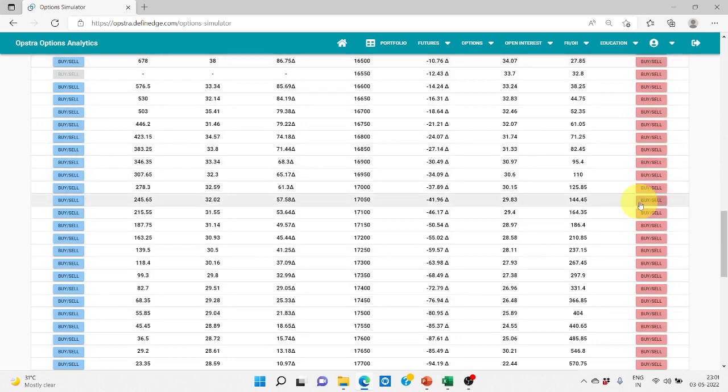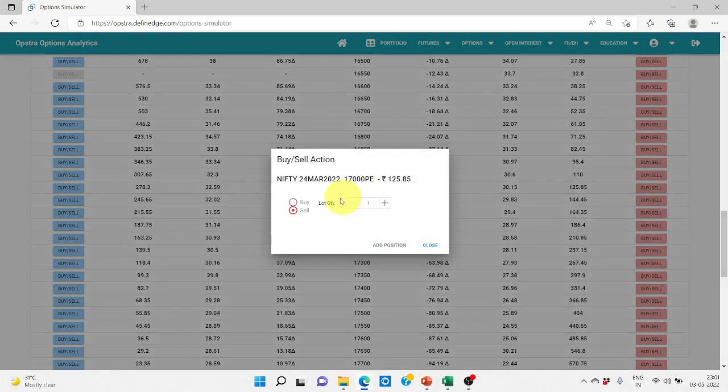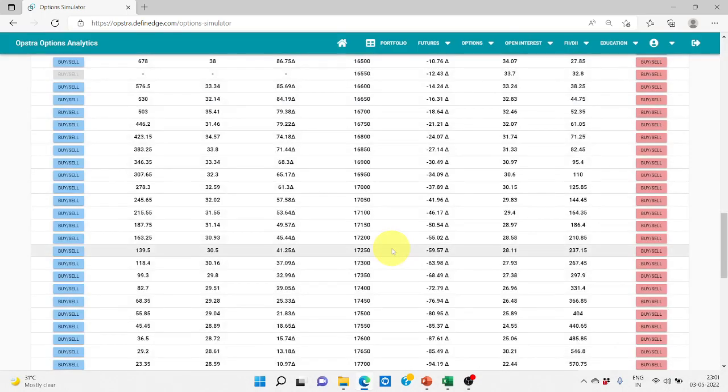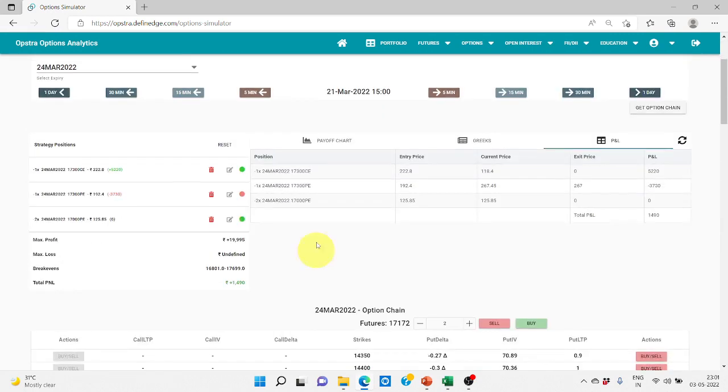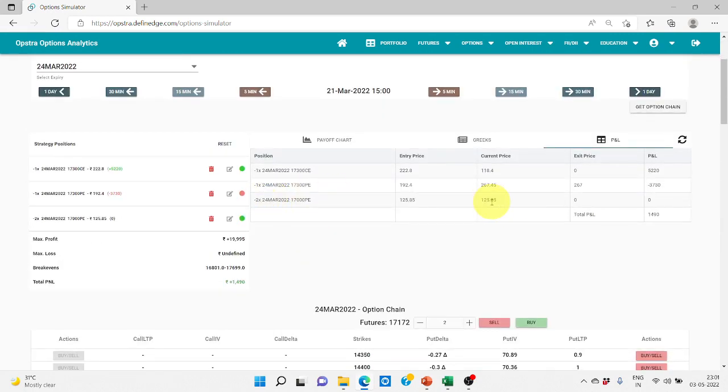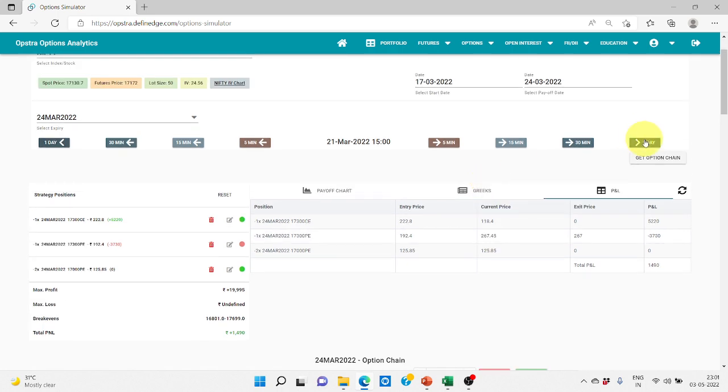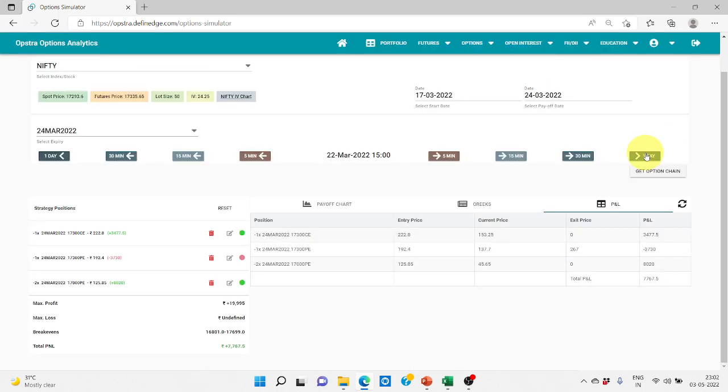We will see where 135 is. We are getting almost 125. That is fine, 125 into 2 we will sell. So multiplying 2 into 125 is almost 250, which is somewhere near 270. So we are fine with that. Now we keep seeing what is happening. Next day also the market is reversed, so we are in profit only. And by the end of the 24th, we can see we are getting the maximum profit.